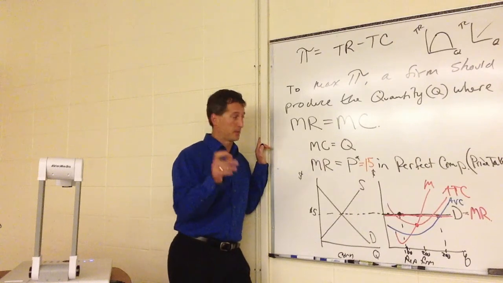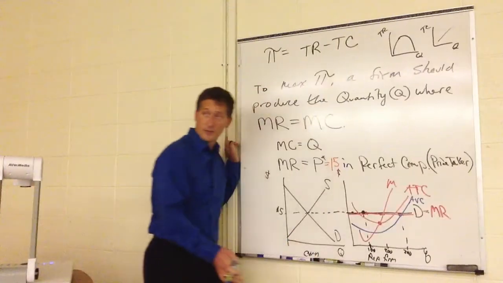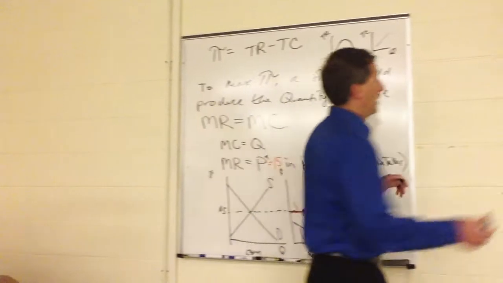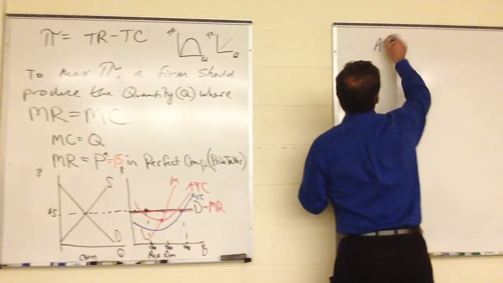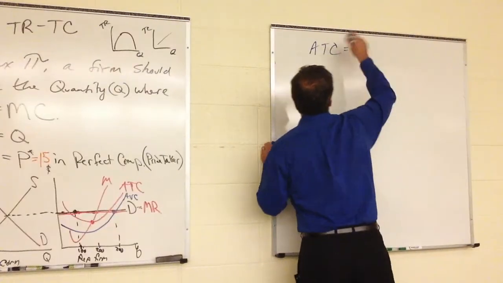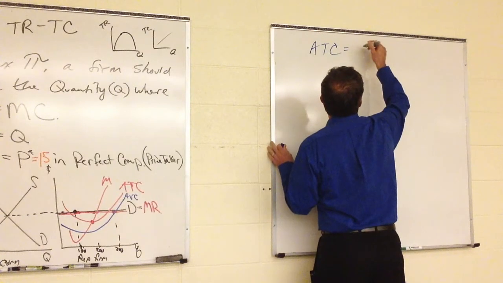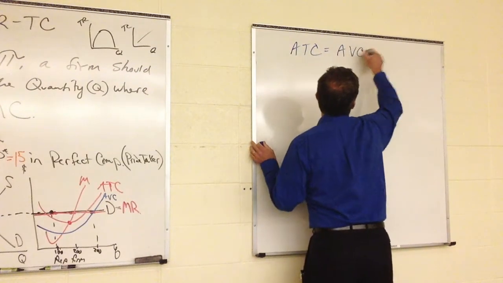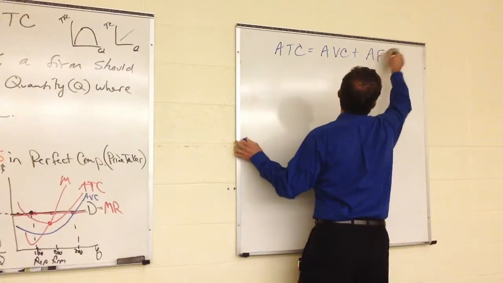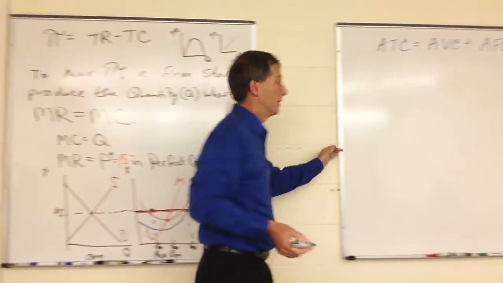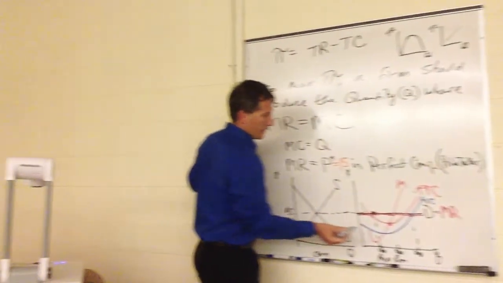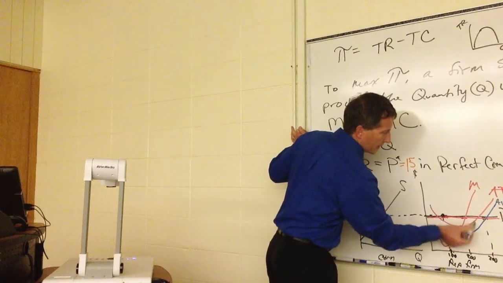That's right. So the difference between average variable and average total is the fixed cost. So our formula for average total, which is a part of that bigger formula that we had, average total cost is equal to the sum of average variable and average fixed cost. And that is the vertical distance between the two.